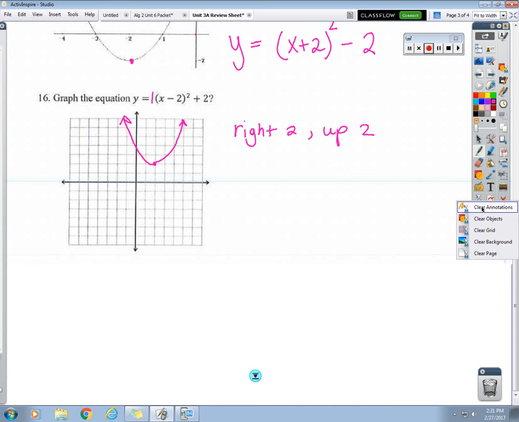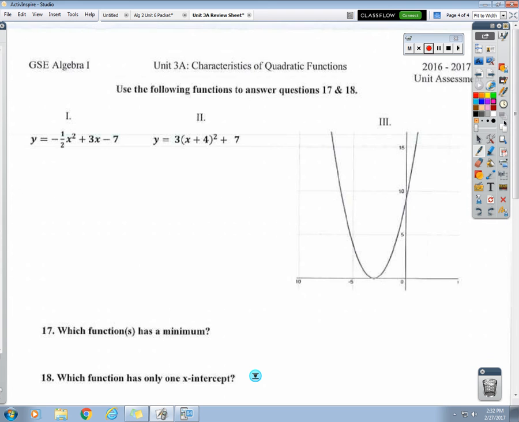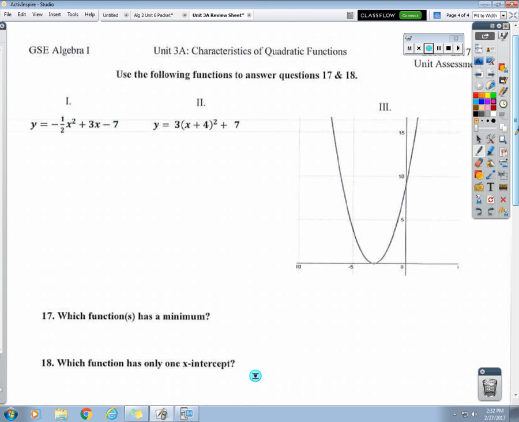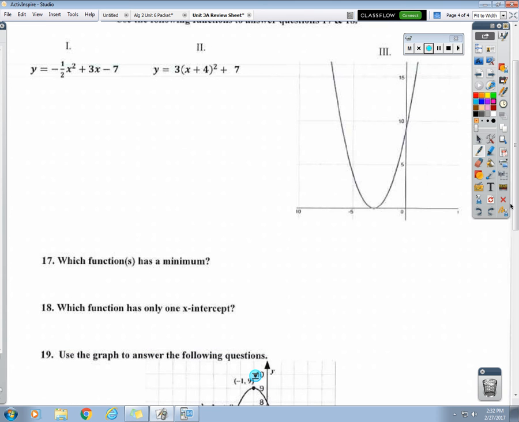All right, number 17. Focus, we're almost done. Use the following functions to answer questions 17 and 18. Well, the first 2 they gave to you as equations, and the last one they gave to you as a graph. What form is this equation in? Standard. This one's in vertex. Well, let's go and look at the questions they're asking.